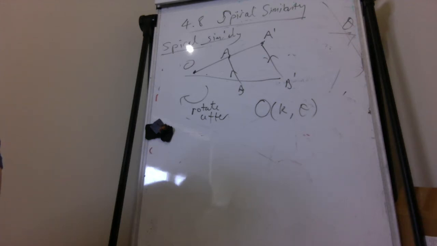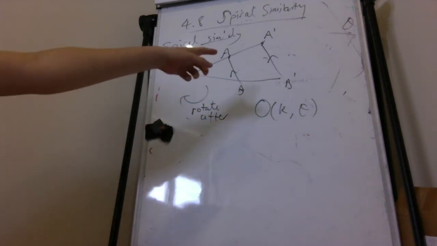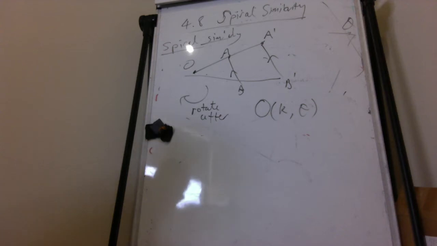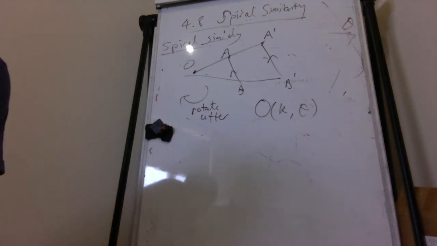So OAB and OA'B' are directly similar after the rotation as well. Rotation doesn't change similarity. Yeah, and the included angles are equal as well.